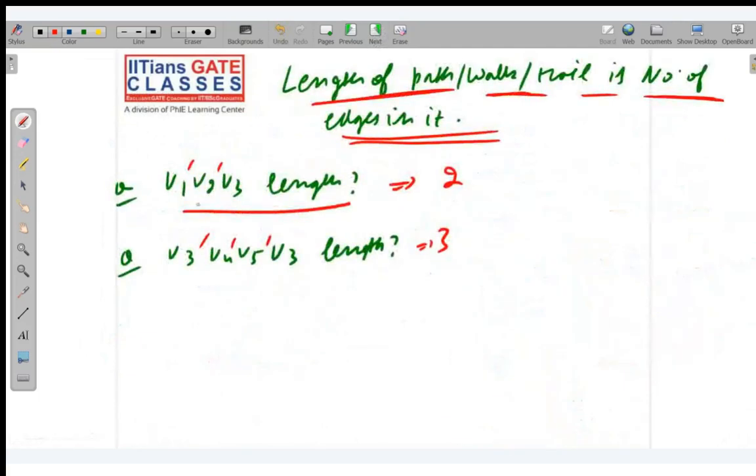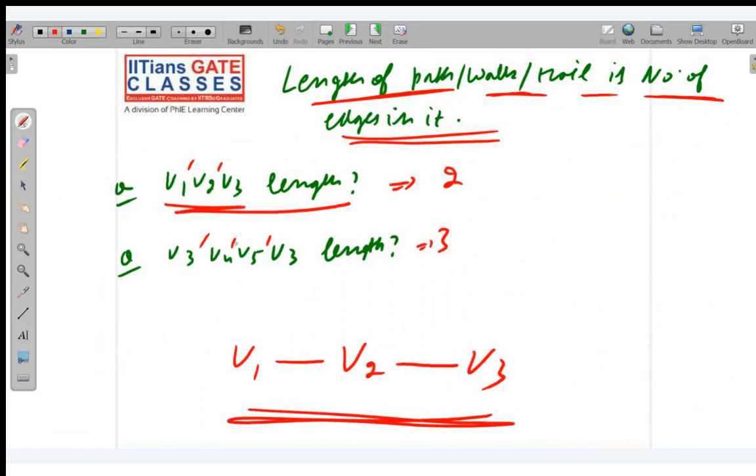Okay. So it is very easy now. v1, then e1, then v2, then e2, then v3. So the number of vertices minus 1 is the answer. Very, very simple. V minus 1 is the answer. So here 2, here 3.